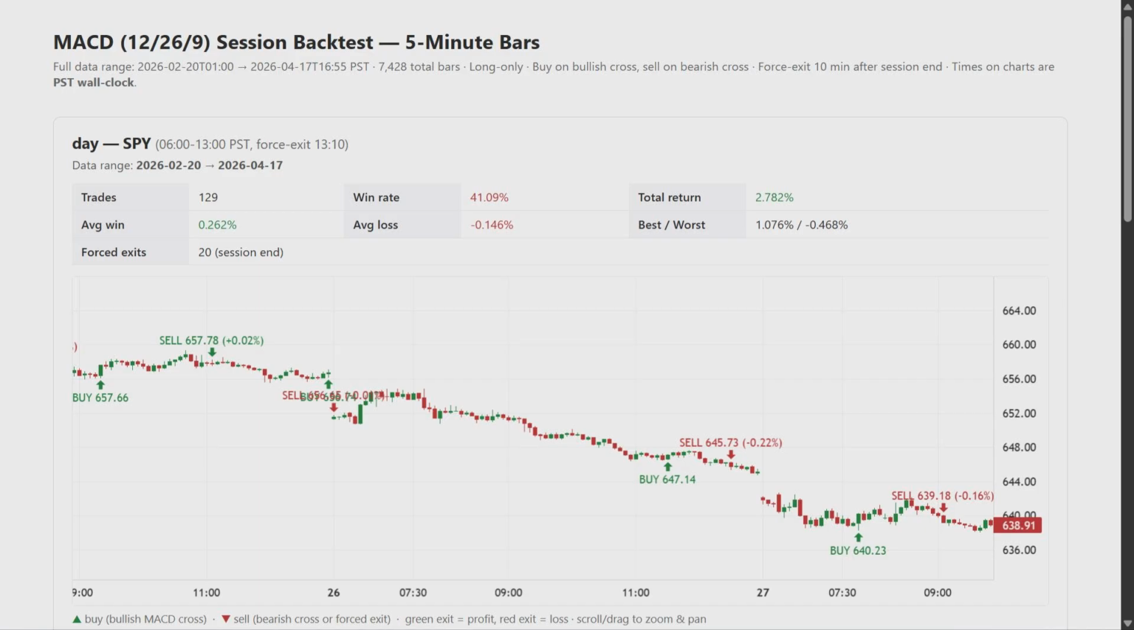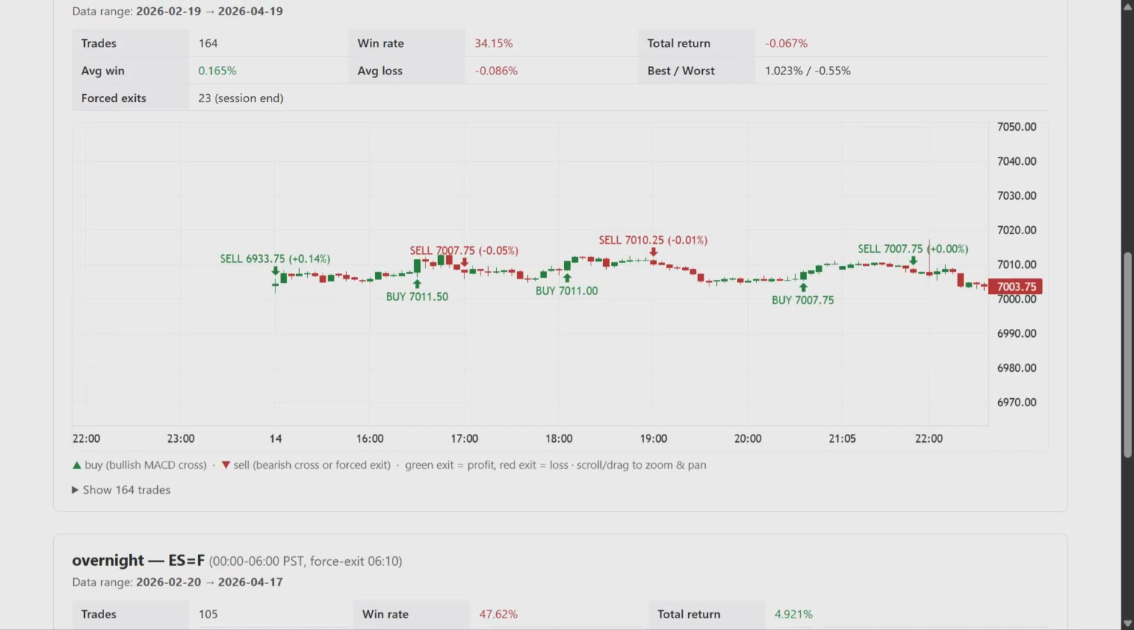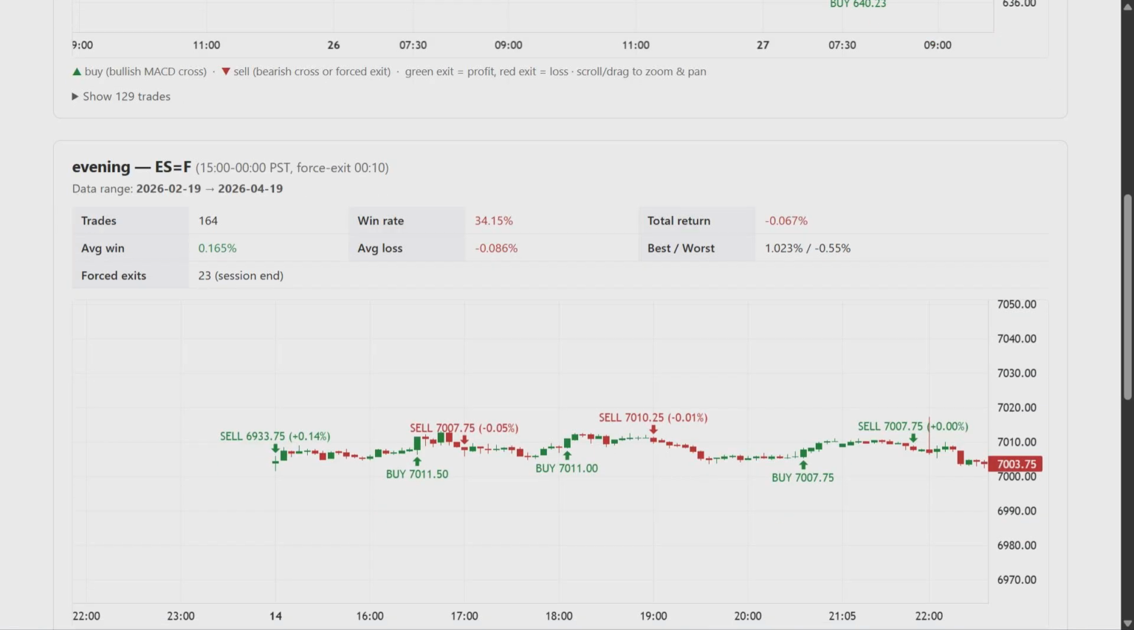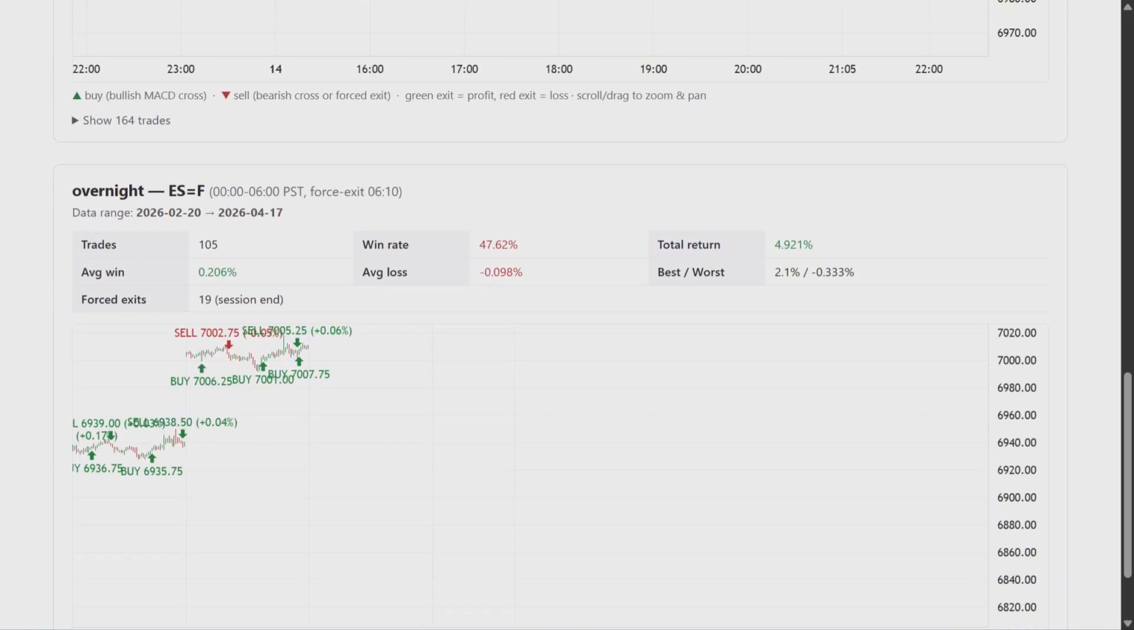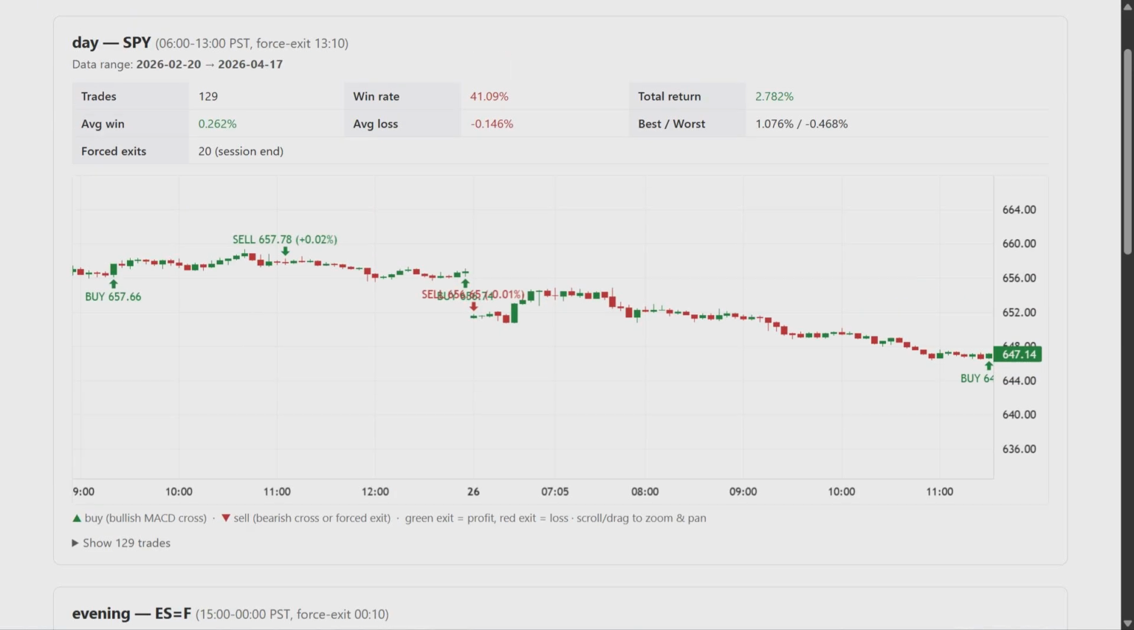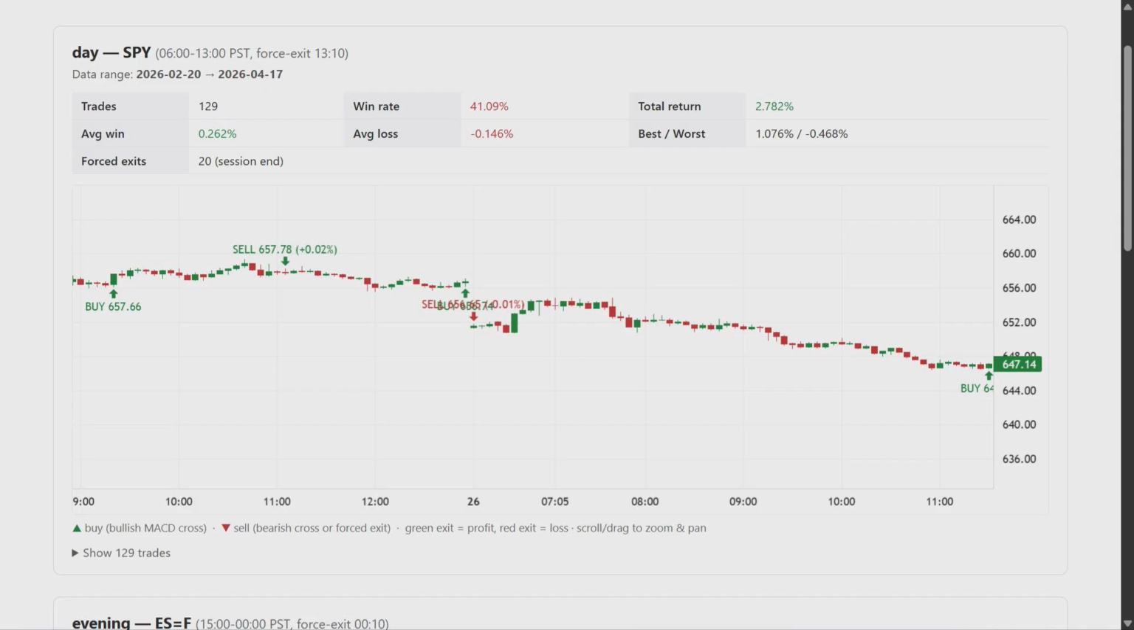So what we're going to do is a session backtest. We're going to look at February to April of 2026, and it's going to look at a bunch of trades, okay? I separated it into three time frames. You have 6 a.m. to 1 p.m. PST, then when the market opens again for the futures to midnight, and then midnight to market open, right? And what you'll see is something very interesting.